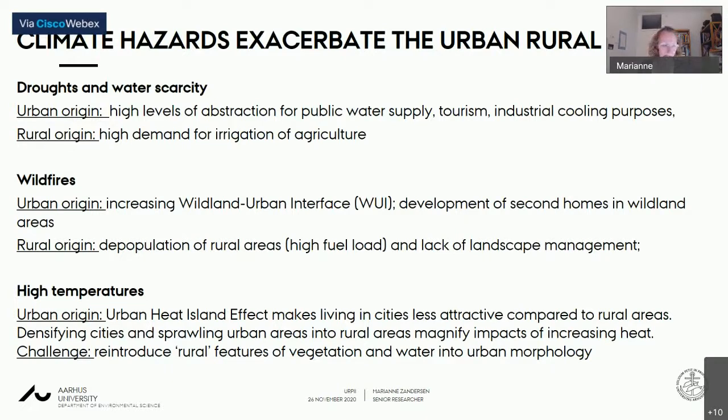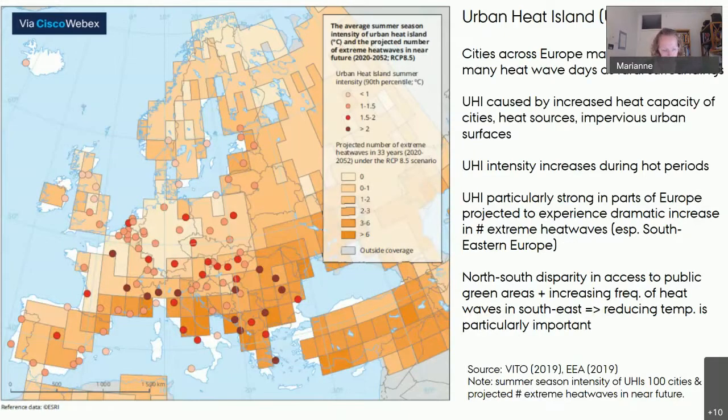So the challenge here is really to reintroduce what I could call the rural features of vegetation and water into urban morphology. And now in the next part of the presentation, I'll give some maps and explanations of what it looks like across Europe. And this is the first one, on urban heat island.